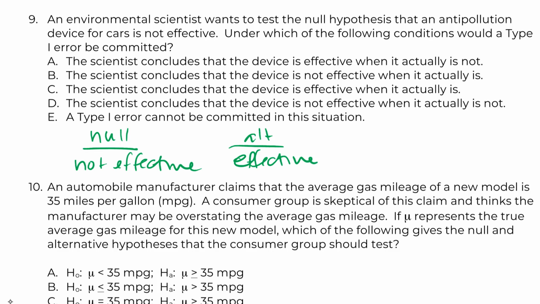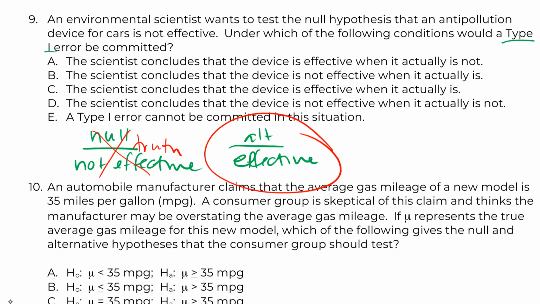So type 1 is when we reject the null and decide this, even though this was the truth, right? So we are looking for an answer choice where it says we decided it was effective when really it wasn't.